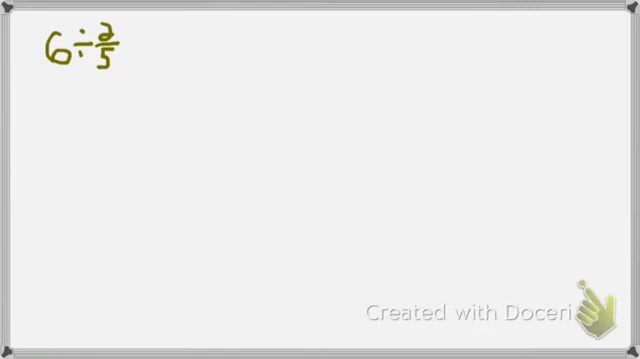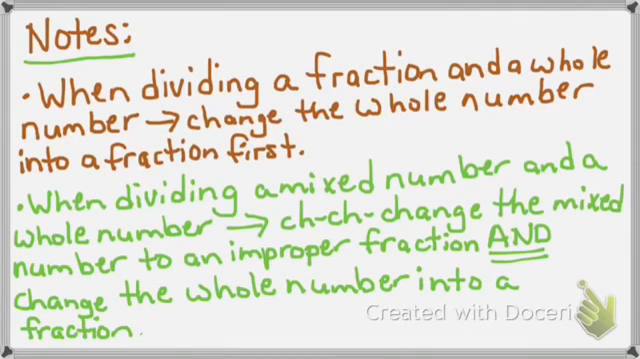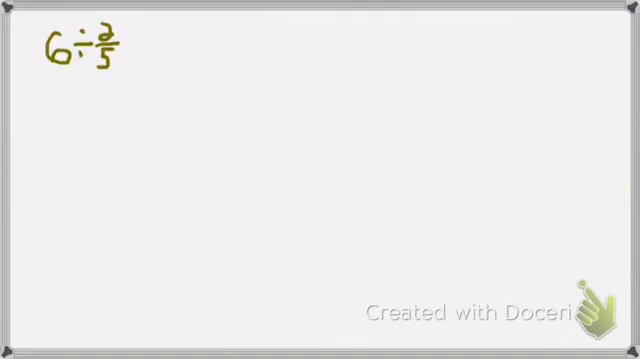So 6 divided by 2/5. 6 is a whole number, 2/5 is a fraction, and I know my note from the lesson told me something about this. So let's go look back at that note. My first note says when dividing a fraction and a whole number, that's what I have. 6 is my whole number, 2/5 is my fraction. Change the whole number into a fraction first. So how do I change a whole number into a fraction? That's simple. I put it over 1, because 6 over 1 is the same thing as 6.